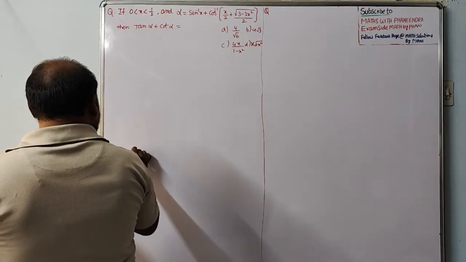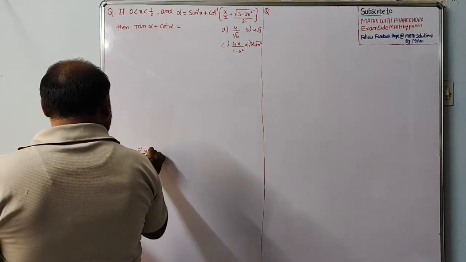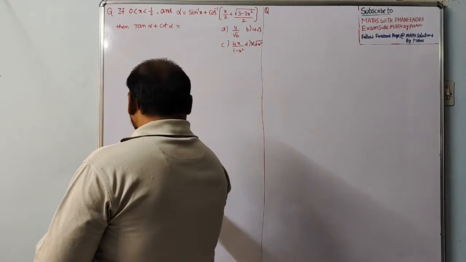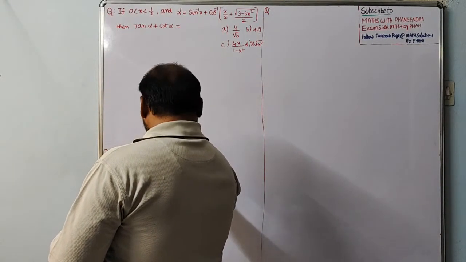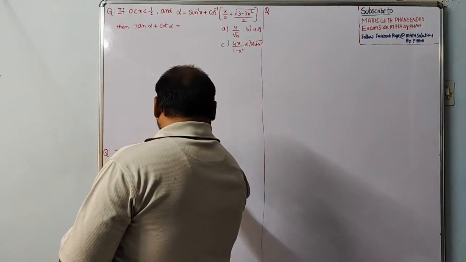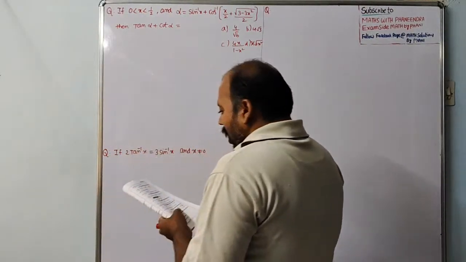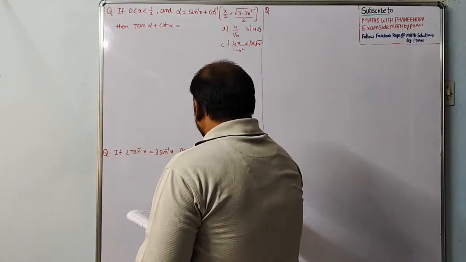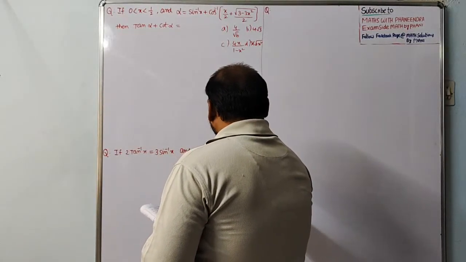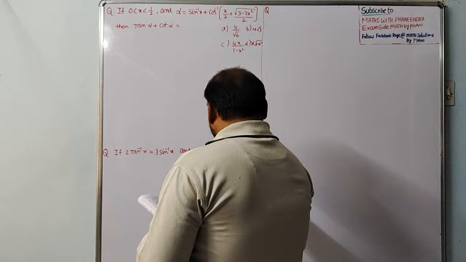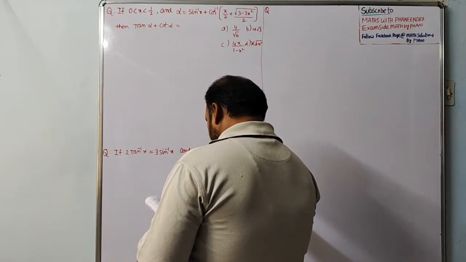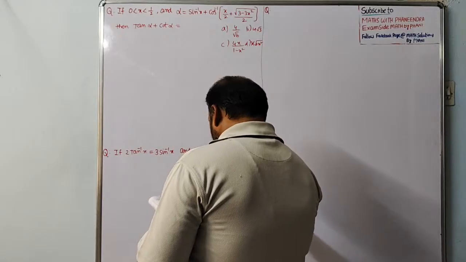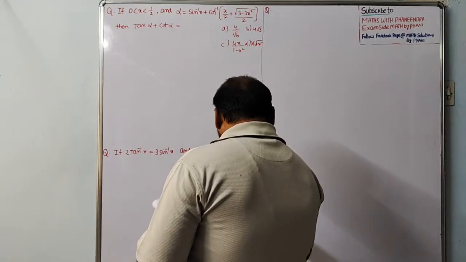If 2 tan inverse x is equal to 3 sin inverse of x, and x cannot be equal to 0, then 8x square plus 1 equals. Options: 13, 5, root 7, root 17.